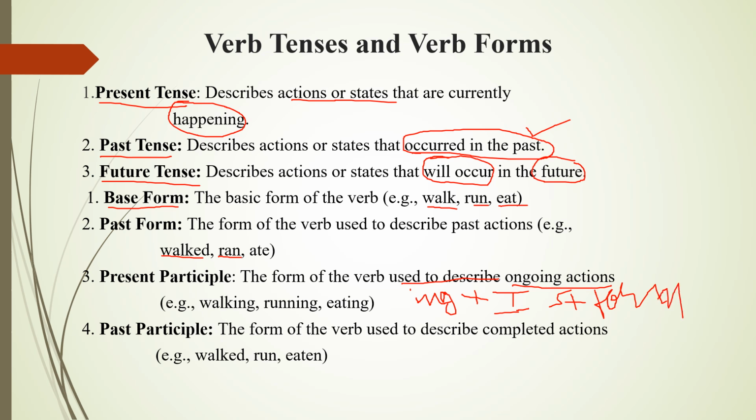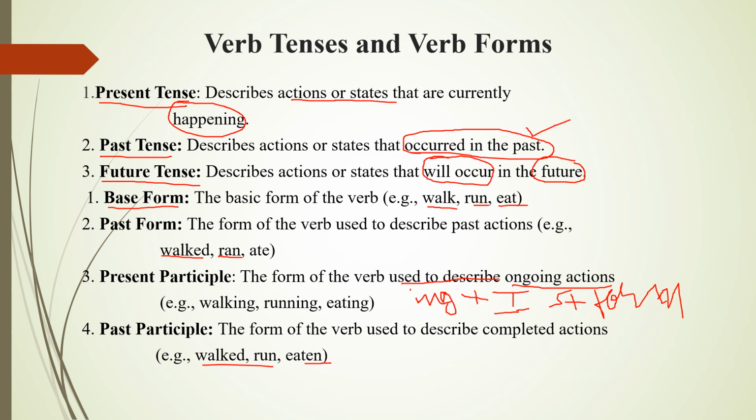Right. Then past participle. Past participle is the form that is used to describe completed action. It is the third form, or ed form or en form of the verb, like walked, run, and eaten.